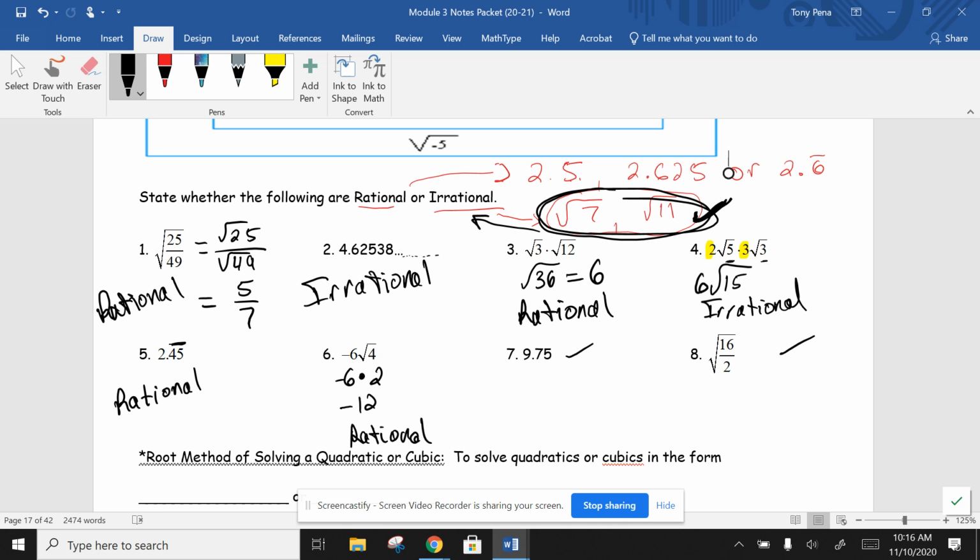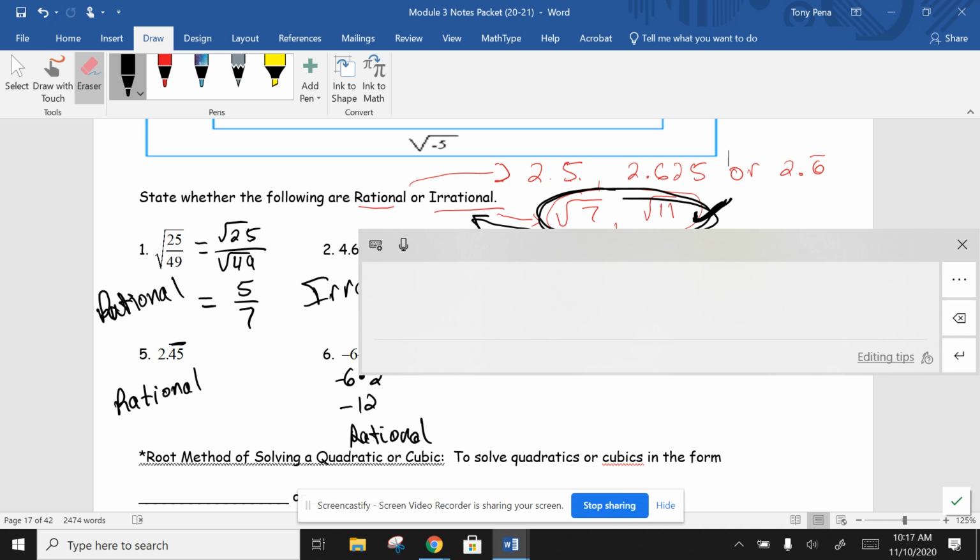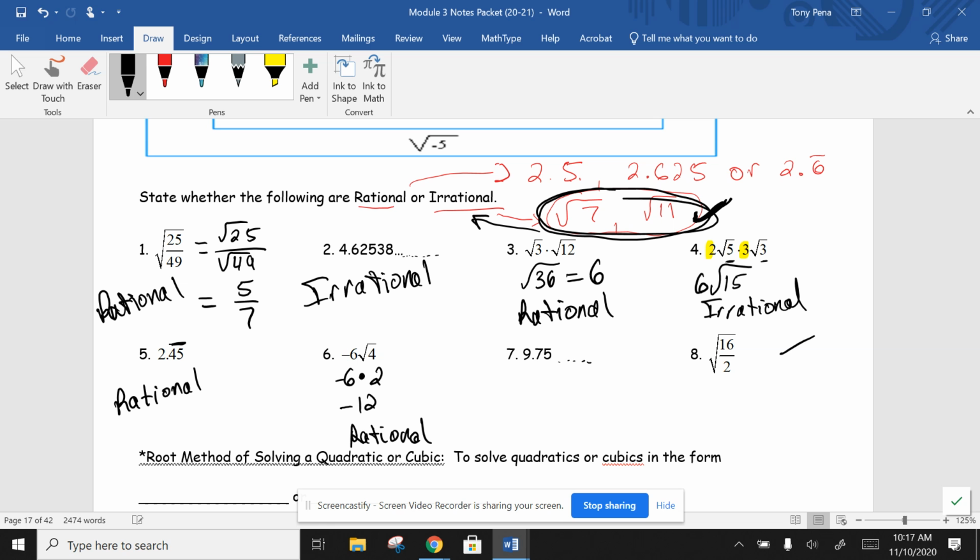All right, so number 7 is a decimal. As soon as it's a decimal, you now have to determine, is that repeating? Does it terminate? As long as it repeats or terminates, then that's a rational number. So this doesn't repeat. There's no 757575, but it does stop. It's just 9.75. There's no dot here saying this goes on forever. There's no bar over the top saying that that goes on forever. So that terminates, and any decimal that terminates is a rational number.